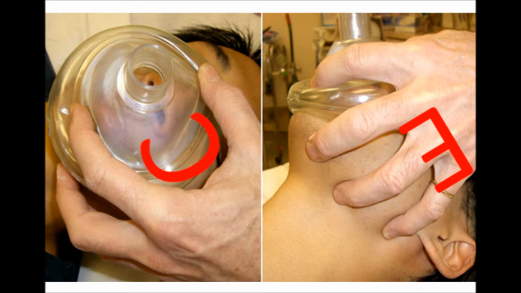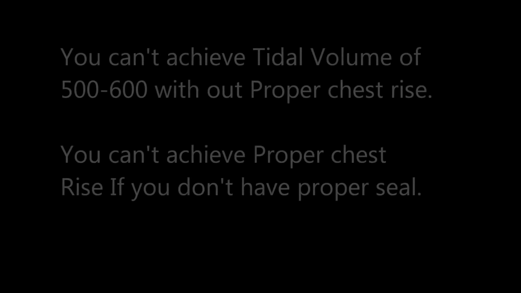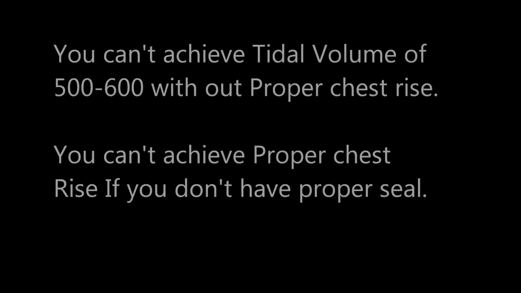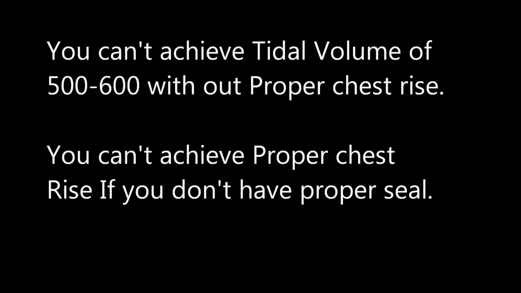And what are you forming here? You're forming a C. And then you use the third, fourth, and fifth fingers to form an E. And the reason for that is to lift the jaw of the patient. And again, what is your goal here? Making a proper seal to ventilate the patient. Make sure you have a proper chest rise.